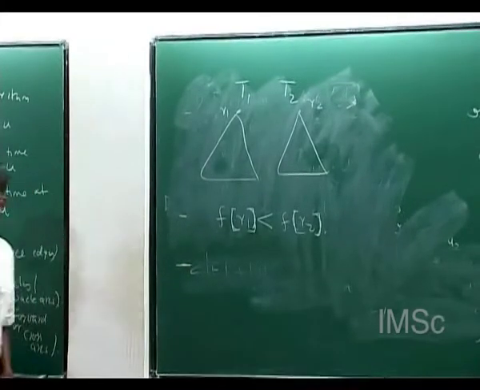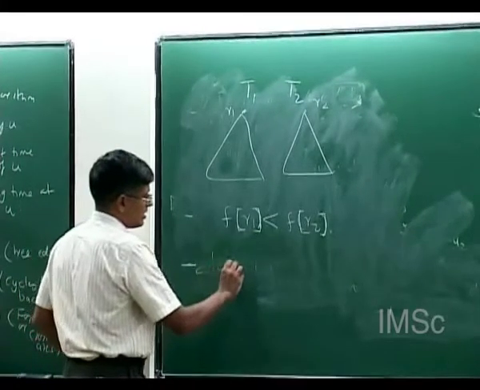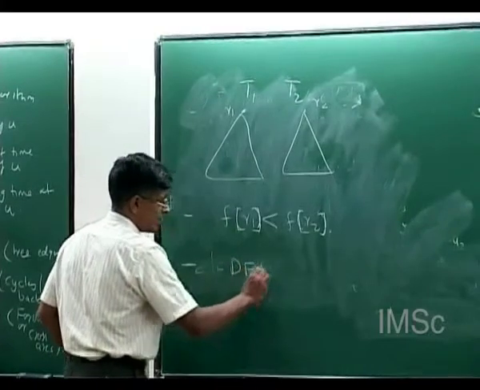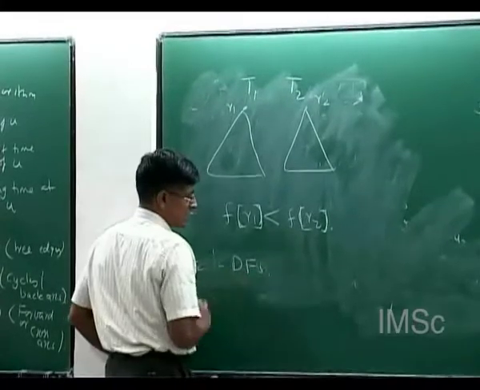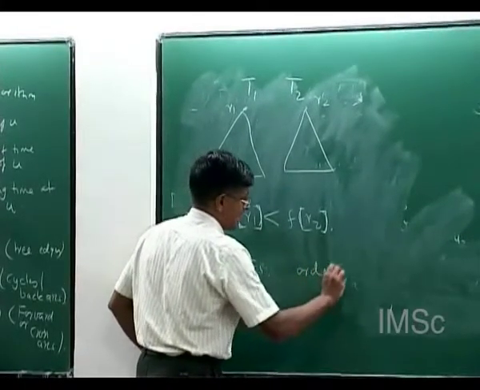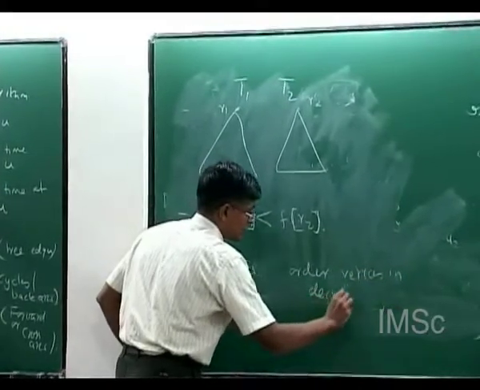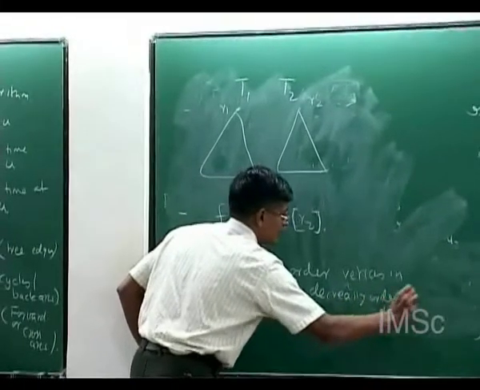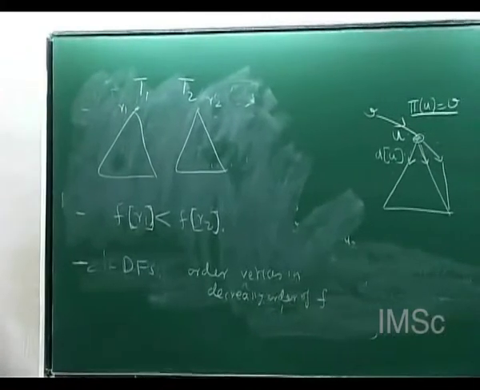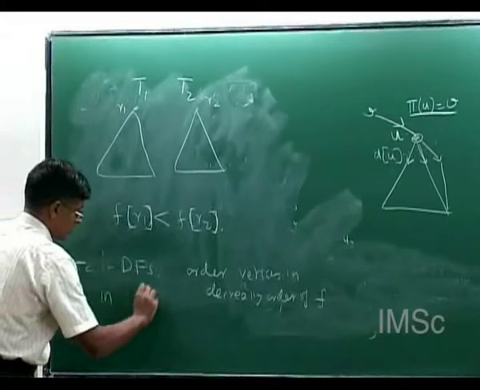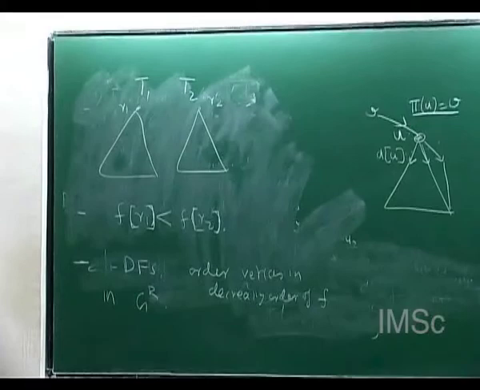Now here is the modified algorithm. DFS again, and in the outer iteration, let us do exactly what one of our friends here suggested. Order vertices in decreasing order of finishing time, decreasing order of f, and in which graph? In G reverse.